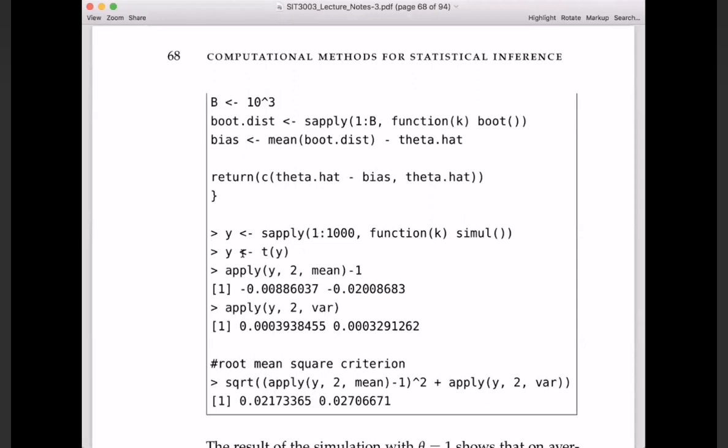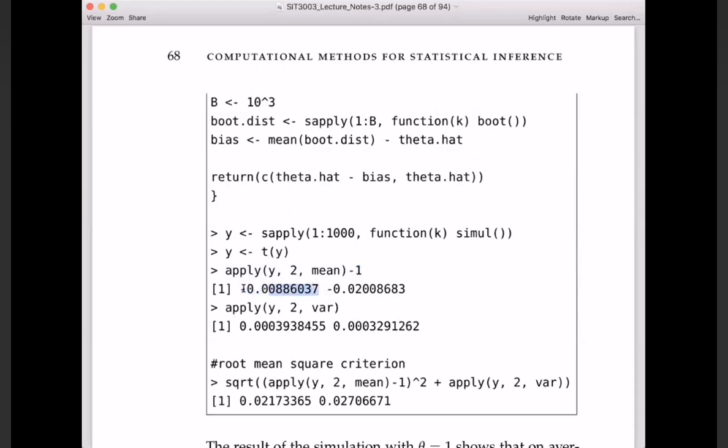And then over here, since you have two quantities, I transpose that, so that the quantities that I want, the theta hat minus bias and theta hat, are on the columns. So over here I check the amount of bias that I got. Basically this is the estimate, I subtract 1, where 1 is the known parameter value. So this gives me the bias.